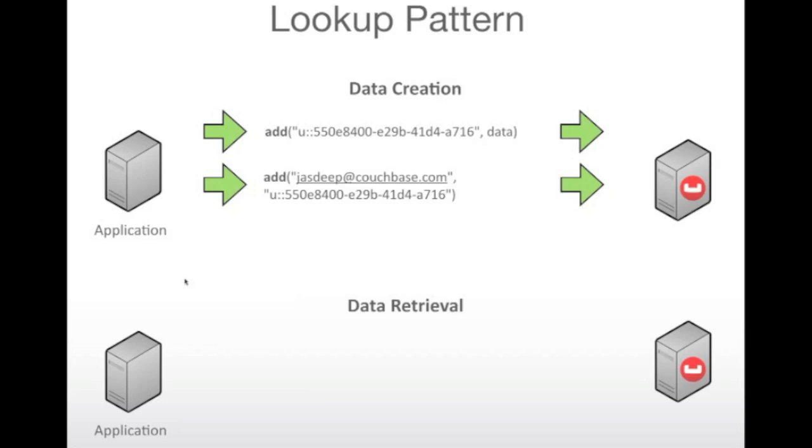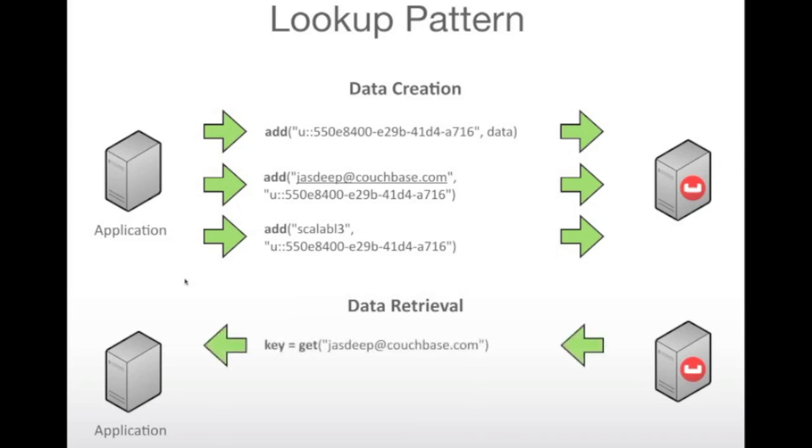I can look up the primary document by the email address by creating another document whose value is only the key of the primary document. And I can also add another one. So let's just say I do a username as well, and its value is only the key of the primary document. Now I have two different ways to get to that unpredictable key of the primary document. I can do it through email address, and I can do it through a username.